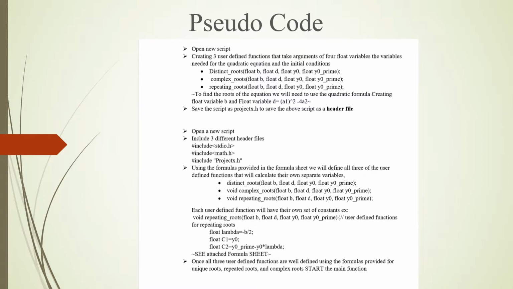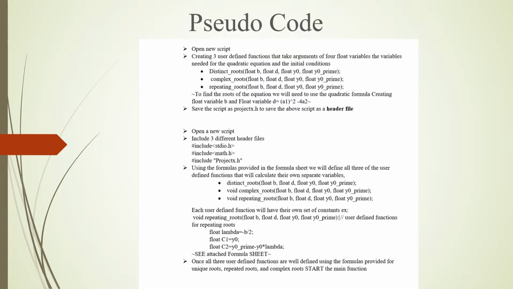Once that is saved, we're going to open up a new script, and we're going to include 3 different header files. The one that we just created, which is project x.h, stdio.h, which is basically standard input, standard output, and math.h, which holds a majority of the math functions. And using the formulas provided in the formula sheet, we will define all 3 of the user-defined functions that will calculate their own separate variables.